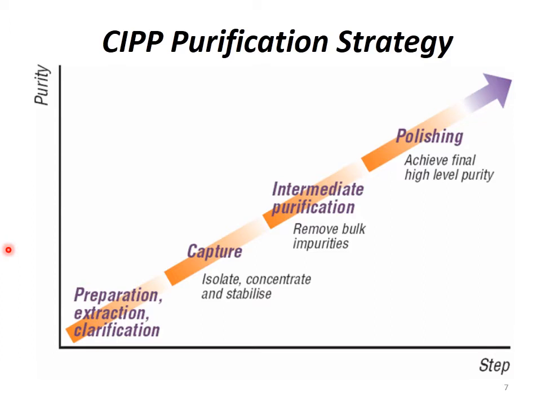this is a picture from the book, and this is representing a purification strategy for proteins. This is called the CIP purification strategy. C stands for capture, I for intermediate purification, and P for polishing. So initially, the proteins are obtained from a given source.